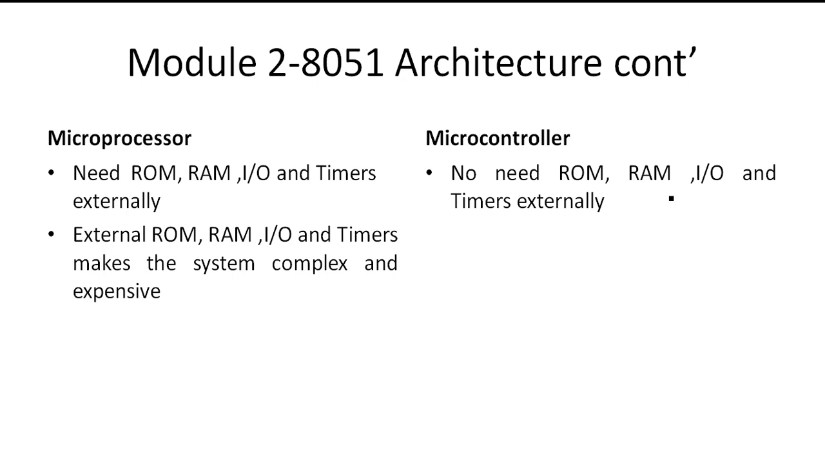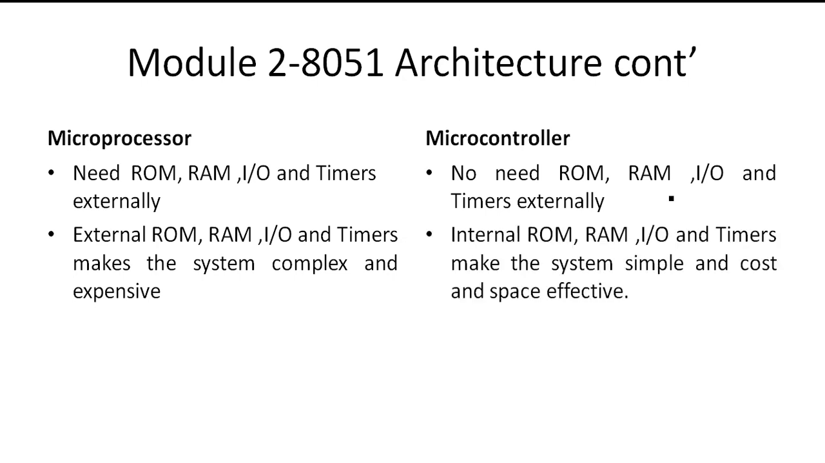Now, external ROM, RAM, IO ports and timers make the system complex and expensive. See, this is the point in a microprocessor. External ROM makes the system more expensive, complex, and bulkier. Within a single chip in a microcontroller, all are available. So that's the next point here: internal ROM, RAM, IO ports and timers make the system simple, cost effective, and space effective. That's an important point as far as the microcontroller is concerned.